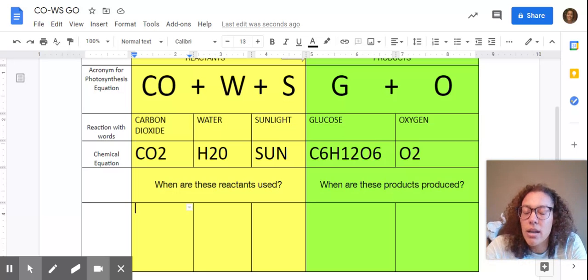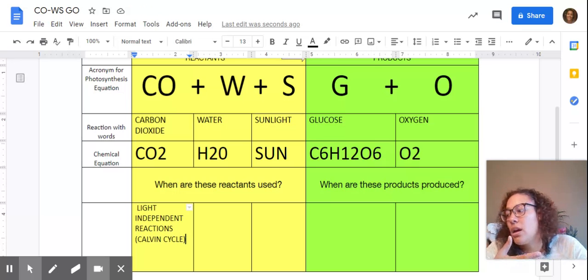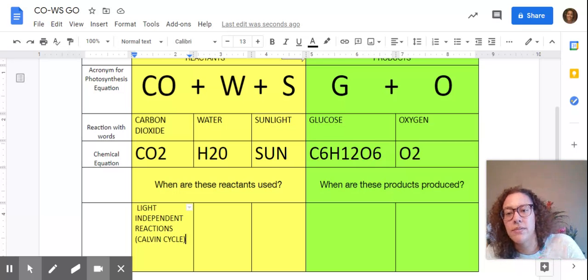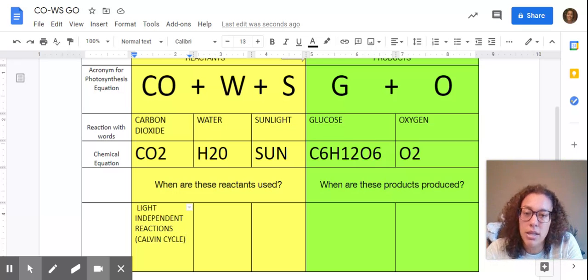Carbon dioxide, we know, is a really important molecule, and that one is used in the light independent reactions, aka the Calvin cycle. If you want to get really specific, you could say this is happening in the fixation part of the Calvin cycle, step 1 in that phase, where carbon dioxide fixes with our RuBP molecule. That is specifically where carbon dioxide is used.